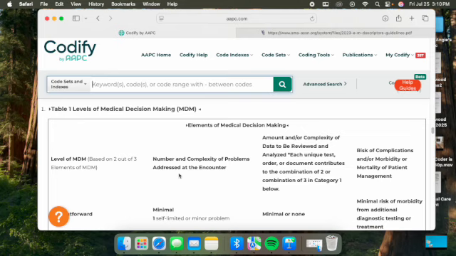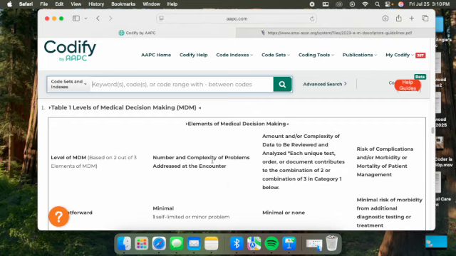So if they only documented MDM, then you would use just MDM. But if they documented both time and MDM, you are to figure out what level of medical decision making would support, what code it would support, and then you're to choose whichever is higher for the physician, whether it be time or whether it be medical decision making.